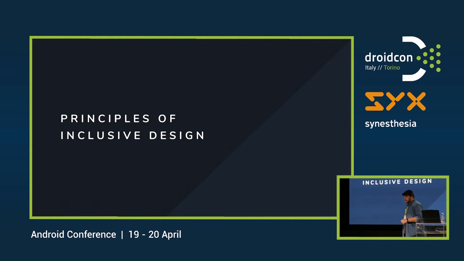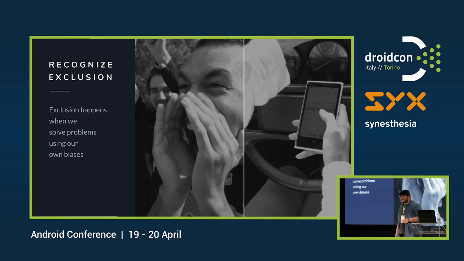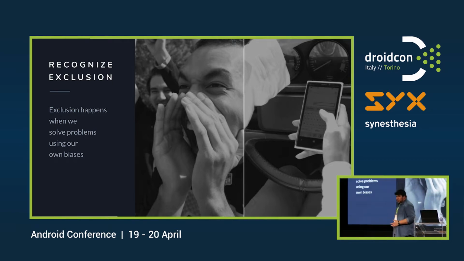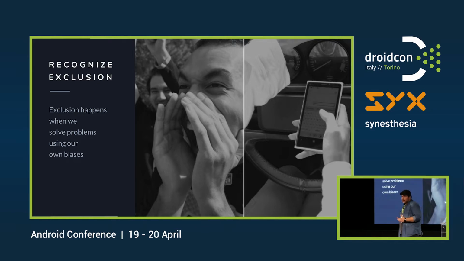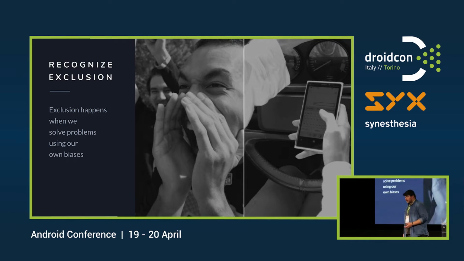Okay, a very basic overview of the principles that are included in inclusive design. Recognize exclusion. I think it's probably the most important. Normally, when we design products in our environments, our own biases, our own experiences, they tend to influence those designs. Coming back to the example of that button, to everyone who's attended Droidcon in the past couple of days, that is going to be a very obvious thing.